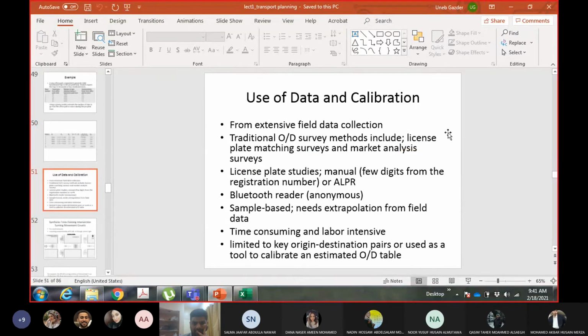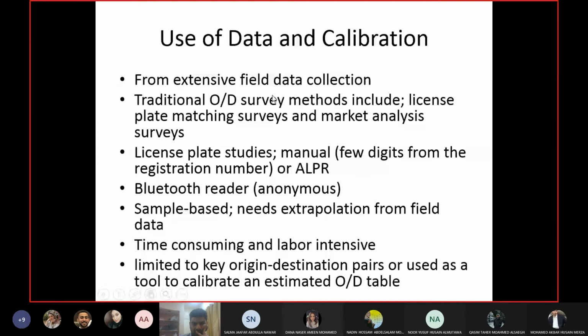So how do you collect data for origin destination studies? If you have to collect data from the field for origin destination studies, then it will require some extensive data collection. Origin destination data collection from the field is not easy. Again, I would ask you to go back to the traffic engineering course where we discussed all the different things you can do for collecting the data. But they have mentioned few options here.